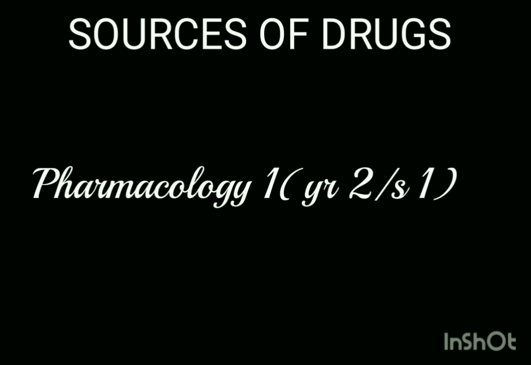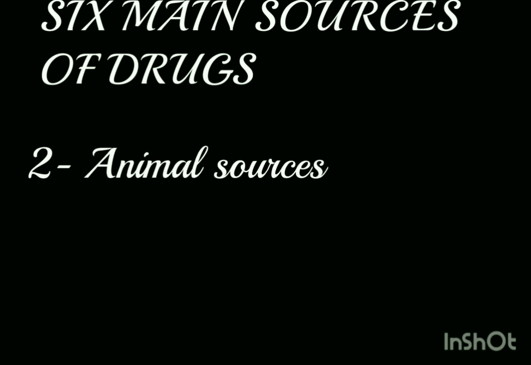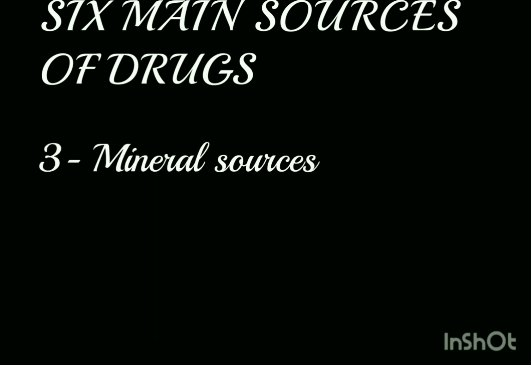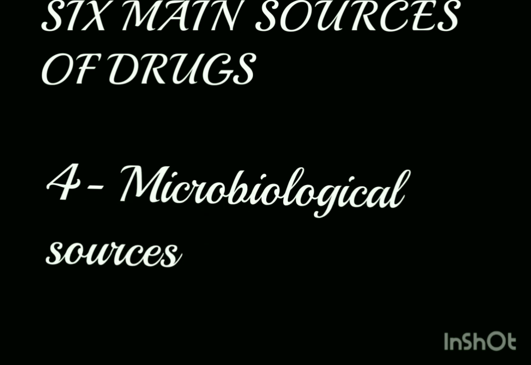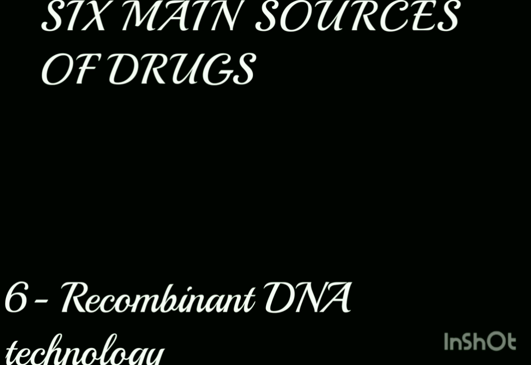We have 6 main sources of drugs, and these include plant sources, animal sources, mineral sources, microbiological sources, synthetic and semi-synthetic sources. Then the last one is recombinant DNA technology.